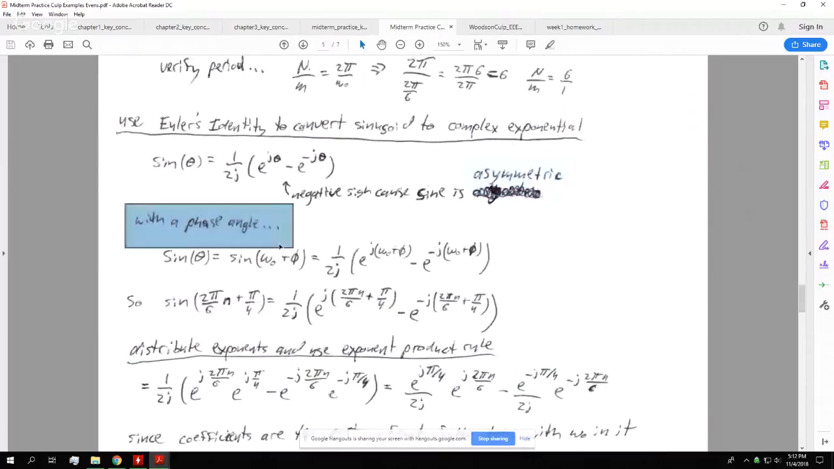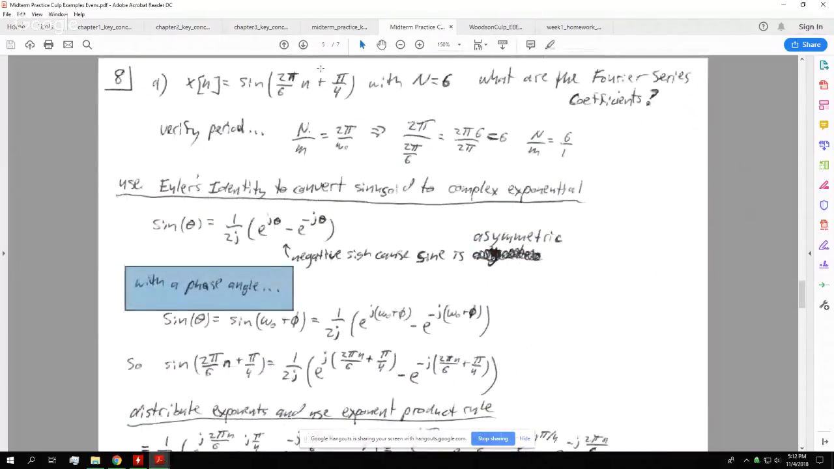Now we have a phase shift in our signal, and that's what this is. It modifies our signal and delays it a little bit. So what do we do with Euler's identity when there's a phase shift? Well, we can just lump it into this theta, but I can expand this theta into omega. You can use whatever variables you want, but I used omega naught and phi. Phi is our phase shift.